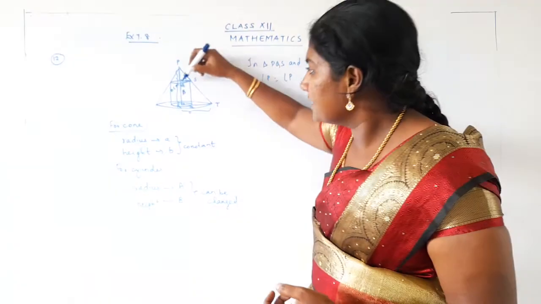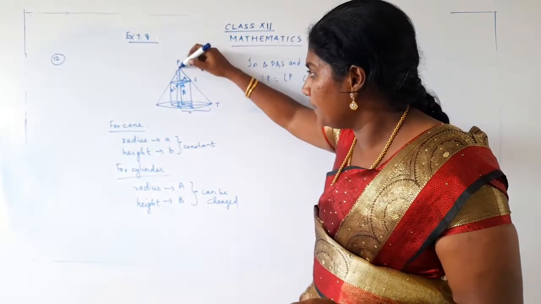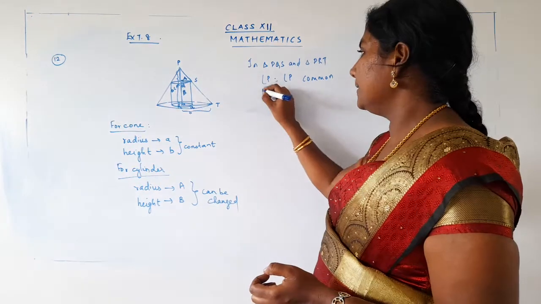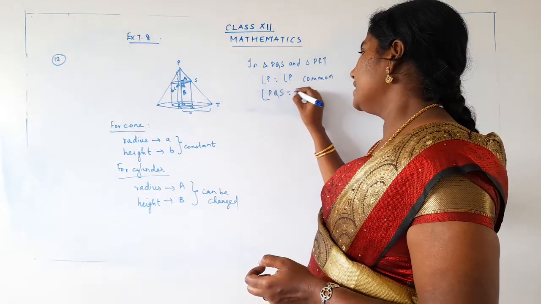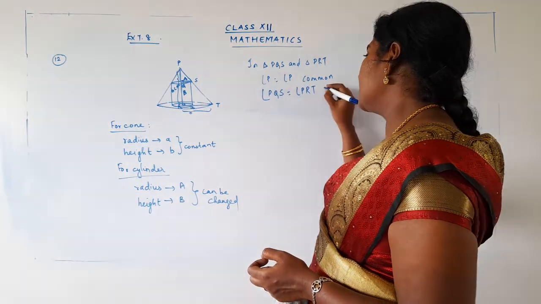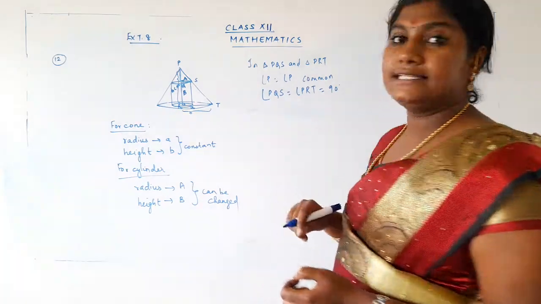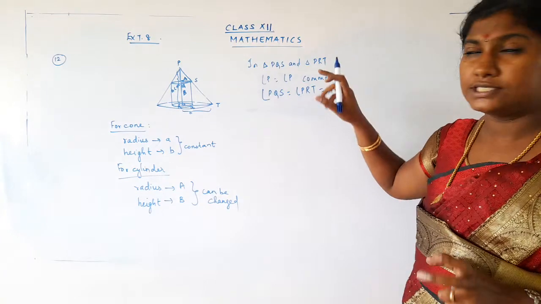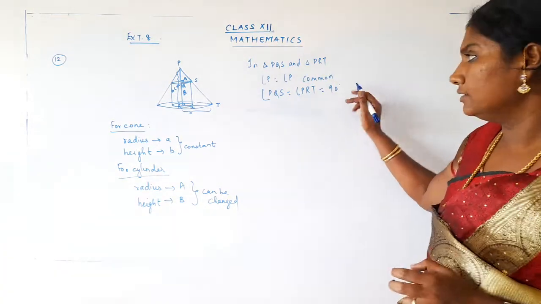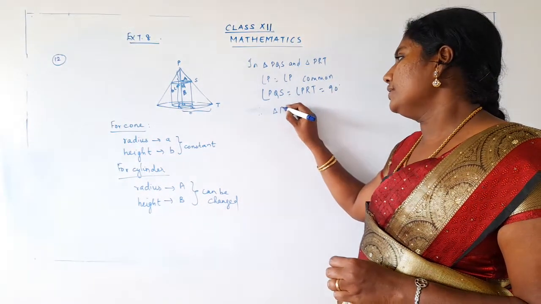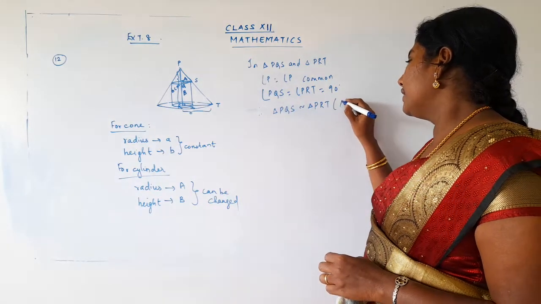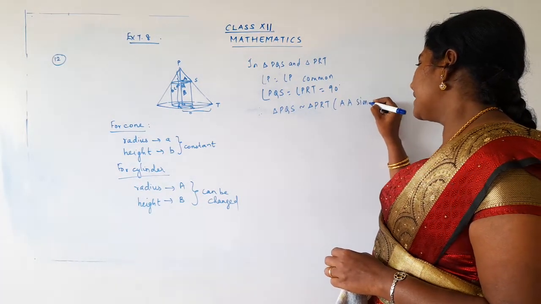Then one more thing I can say is that this is 90 degrees, this is 90 degrees. So angle PQS is equal to angle PRT. Put here angle PQS is equal to angle PRT, which is equal to 90 degrees. So now we have shown two conditions related to angles. This is angle, this is angle. So I'll say that triangle PQS is similar to triangle PRT. You can write down here: by AA similarity.